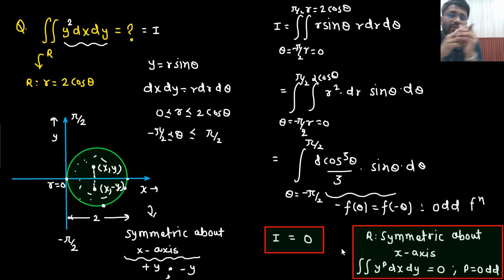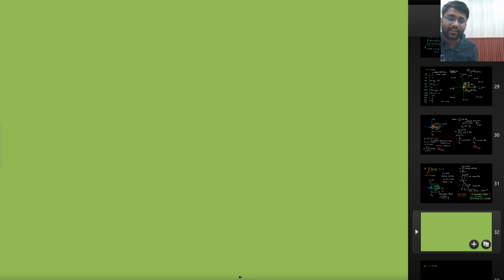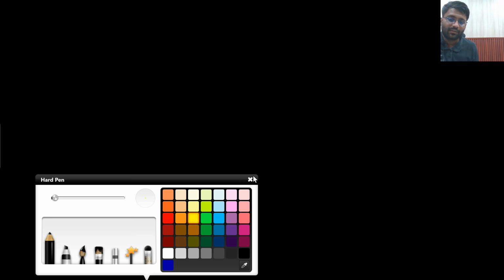Along with that, you can comment on xy dx dy as well. Let's write down one more question. This time, for the same region, what you need to comment on is xy dx dy for the same region R. What is the region R? So region R is nothing but r equals 2 cos theta.